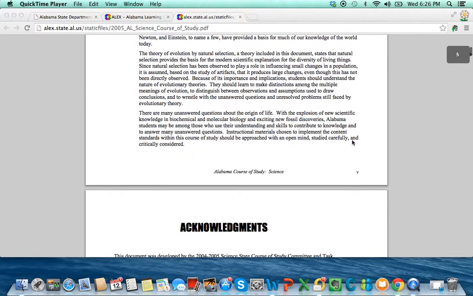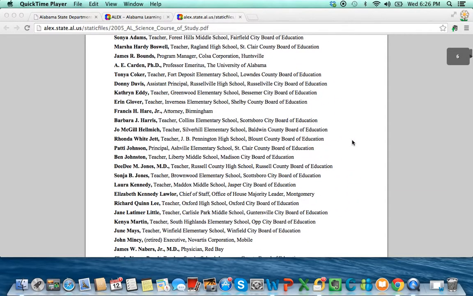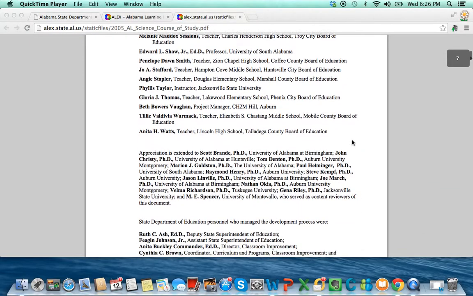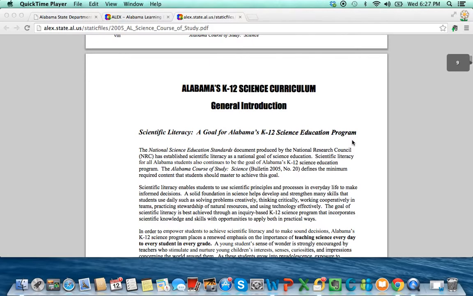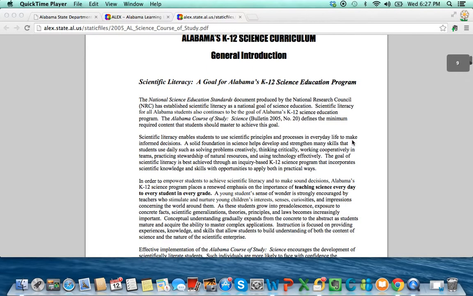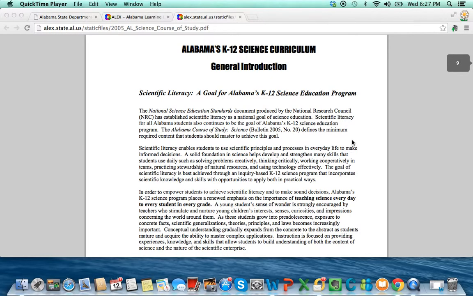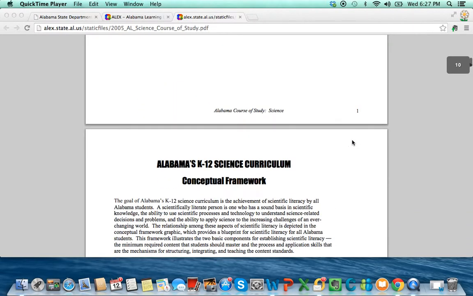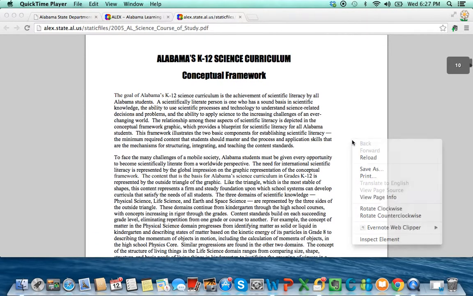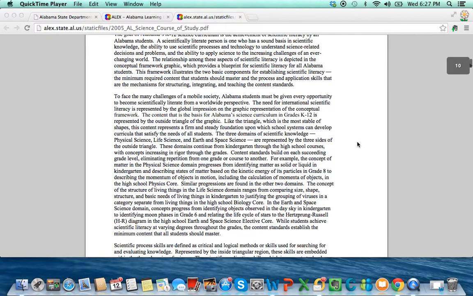Here's the preface. Here are all the people who served on the committee. Then you will see an introduction, and of course the goal of this science course of study, and our goal still today, is obviously science literacy for our students. Then, as I spoke before, here is that conceptual framework.